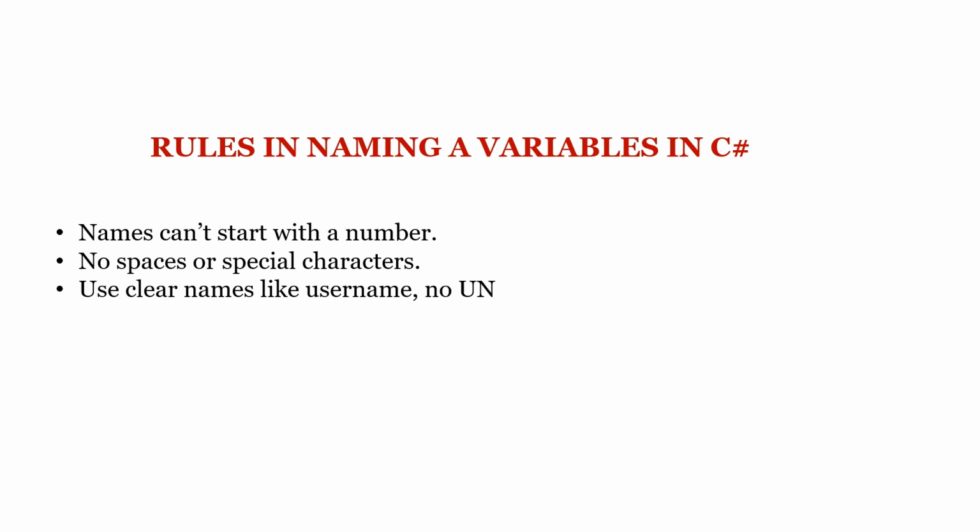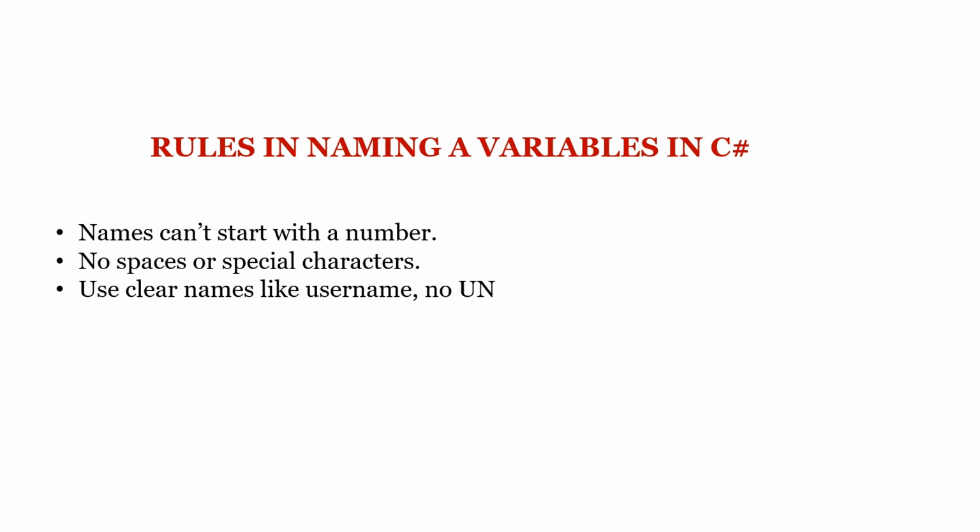Number two, no spaces or special characters. We can check previously in our code, we have is it approved, the boolean variable. You can see there's no space. So we can't have a space while naming a variable. Instead, we can have an underscore. Special characters we don't have, except the underscore.